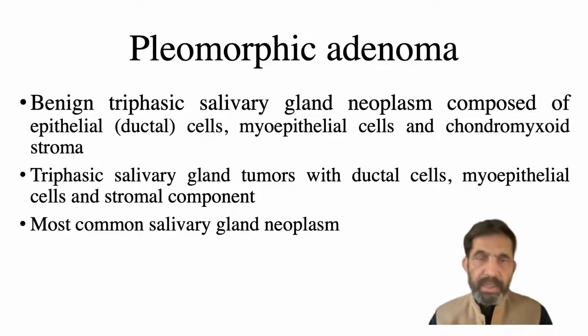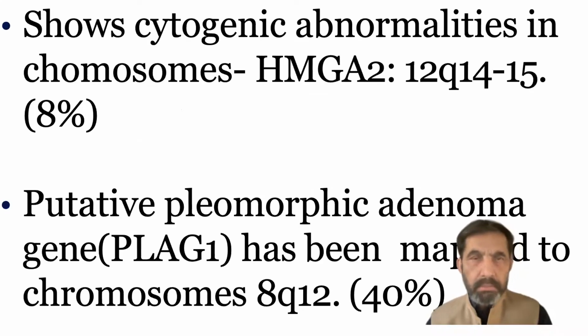It is the most common salivary gland neoplasm, and the cytogenetics are very, very important for MCQ questions for the students: HMGA2 is involved in about 8%, and the putative pleomorphic adenoma gene, PLAG1, has been seen in 40% of these tumors.